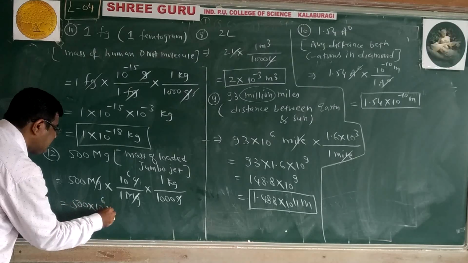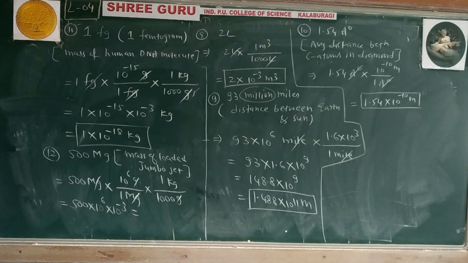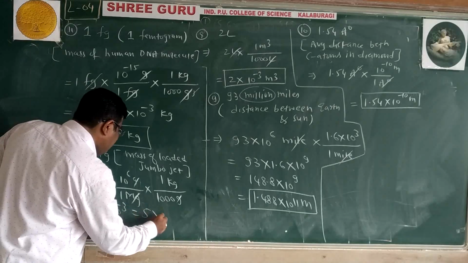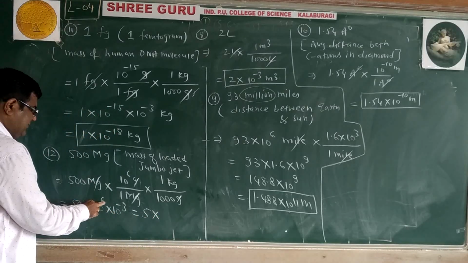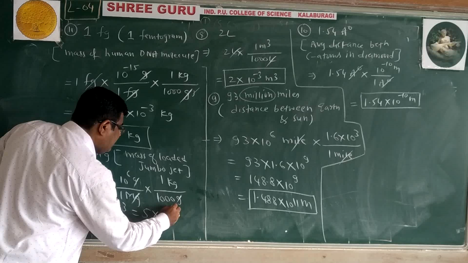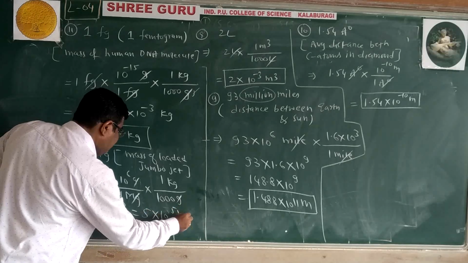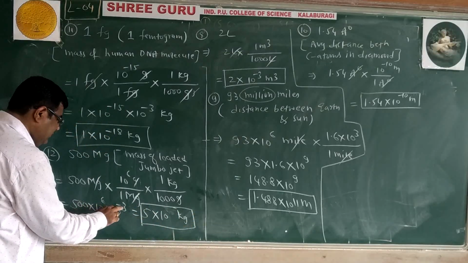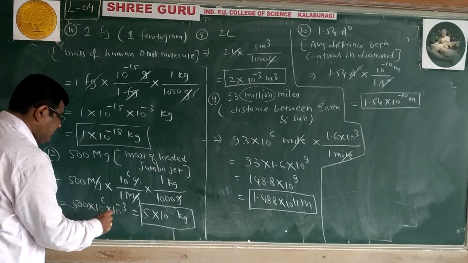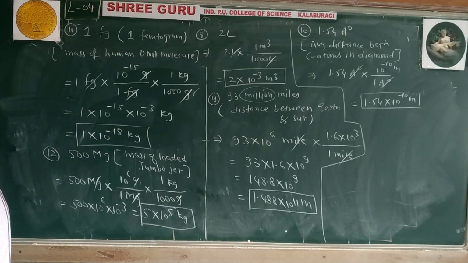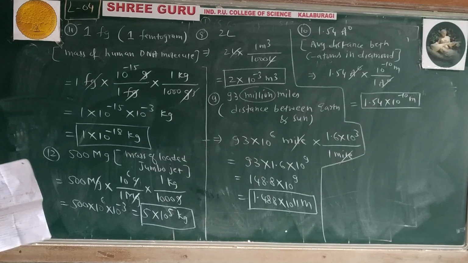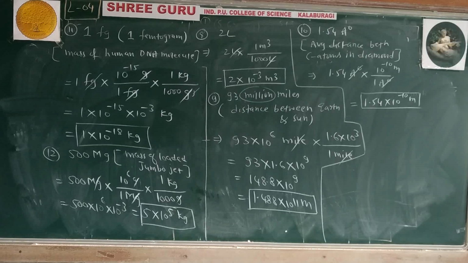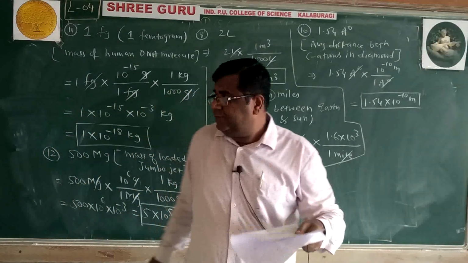500 into 10 raised to plus 6, 10 raised to minus 3. So it is 5 into 10 raised to, this is plus 2 and plus 6, plus 8, minus 3, and it is plus 5 kilogram, right? Because 2 plus 6, 8 minus 3 is 5. So basically it is 5 lakh kilogram, right? So 3 still we do so that we can now practice. Then I will give you some homework also.